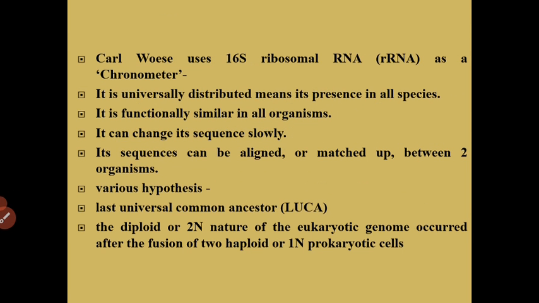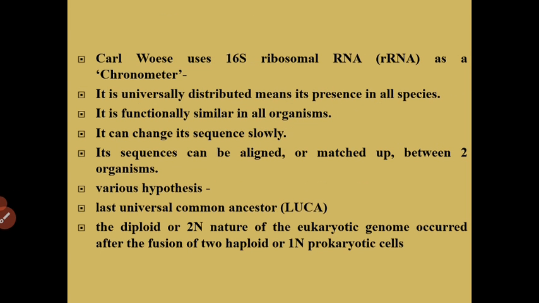Now, Carl Woese used 16S ribosomal RNA as a chronometer. Why? Because it is universally distributed, meaning it is present in all species. It is functionally similar in all organisms. It changes its sequence slowly. Its sequence can be aligned or matched up between two organisms.